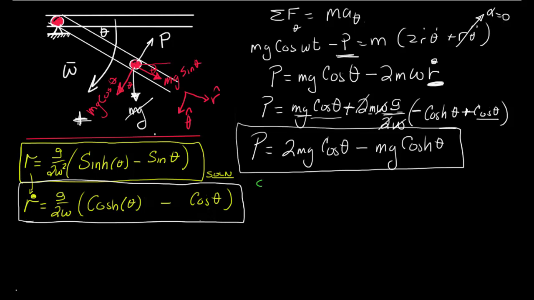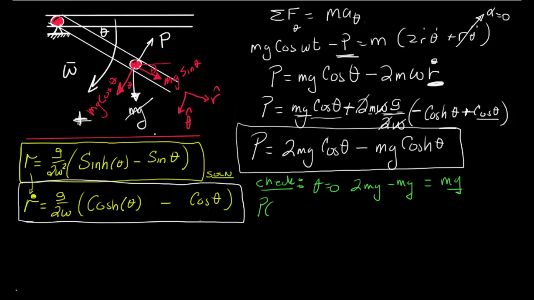We can check this just to see if it makes sense. At theta equal to 0, we get that 2mg minus mg is equal to mg. And that makes sense. The ball's sitting inside the tube with an mg down and a P acting up just to support it.